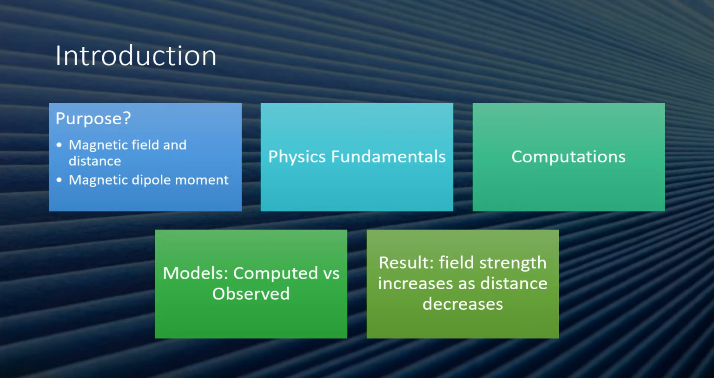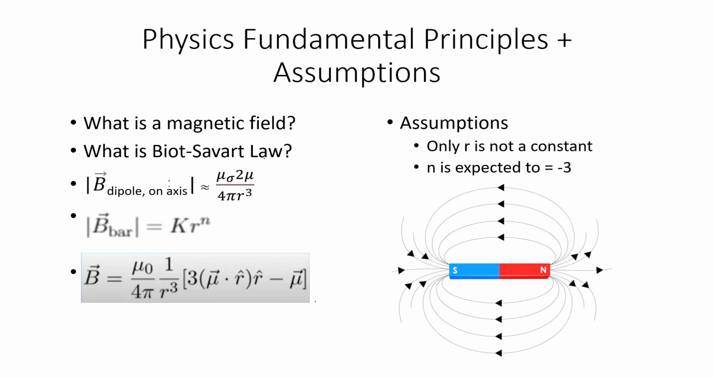First, we'll go over the physics fundamentals, then the calculations, and then the models we produced, and finally we'll end with a discussion. The main result of this lab was that field strength increases as distance decreases. So a magnetic field is the region around magnetic material or moving electric charge where there is a magnetic force.